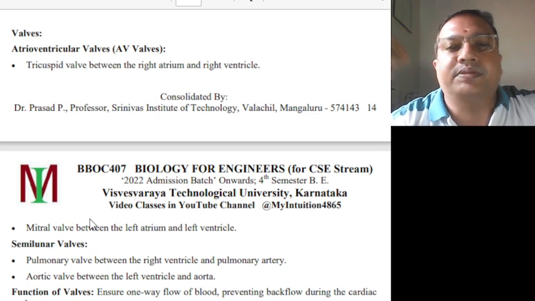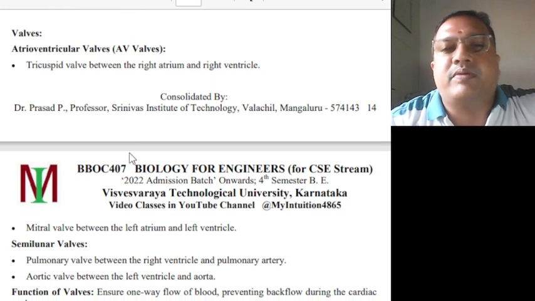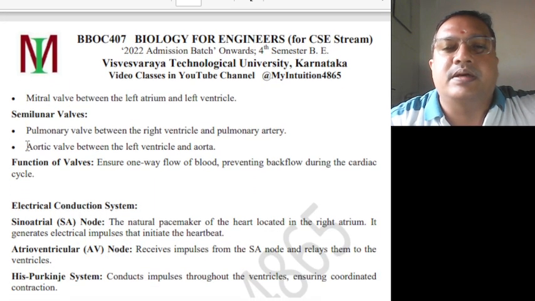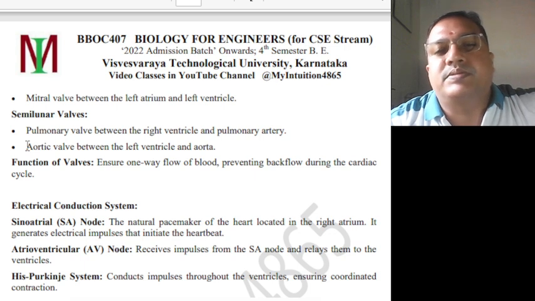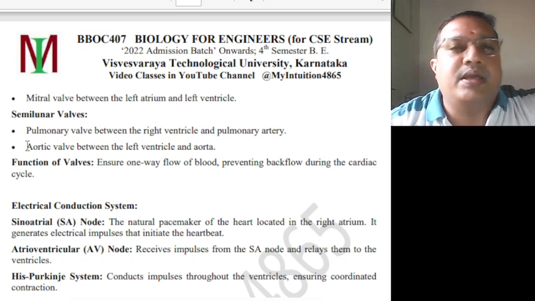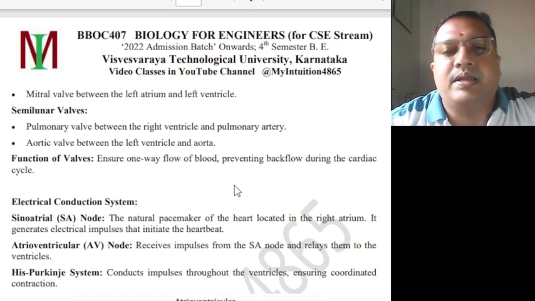Atrioventricular valves, AV valves, include the tricuspid valve. Tri means three, that is the shape. The tricuspid valve is between the right atrium and right ventricle. The mitral valve is between the left atrium and left ventricle. And the semi-lunar valves: the pulmonary valve between the right ventricle and pulmonary artery, and the aortic valve between the left ventricle and the aorta. The function is one-way blood flow, preventing backflow during the cardiac cycle.